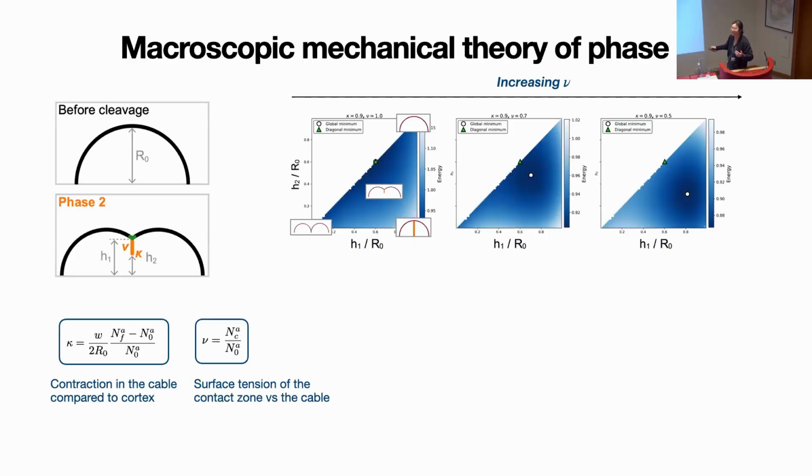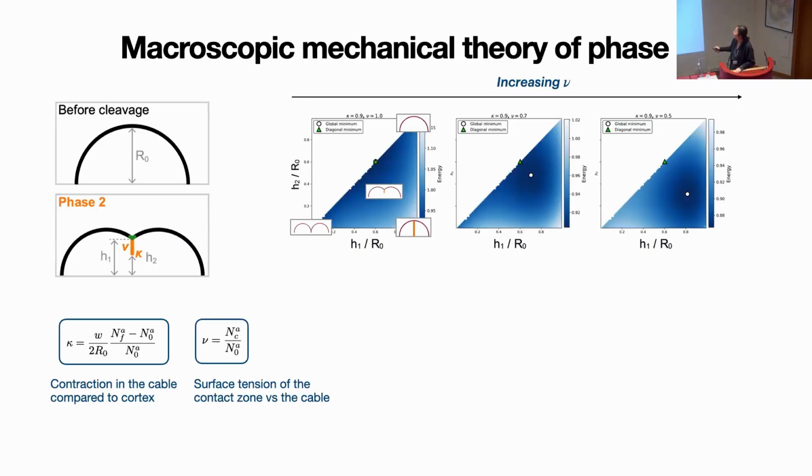This is the unphysical region in this energy landscape, as you can see over here. All these three panels show that if we keep the same value of kappa and just increase nu... Remember, kappa tells us about the contractility of the cable, whereas nu tells how preferable it is to make new membranes. If you make it more and more preferable to make new membranes, then if nu is equal to 1, which means membranes are as expensive as the rest of the cortex, then you only do phase one.